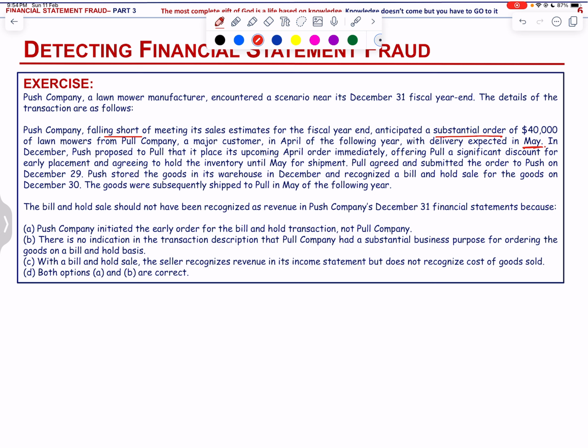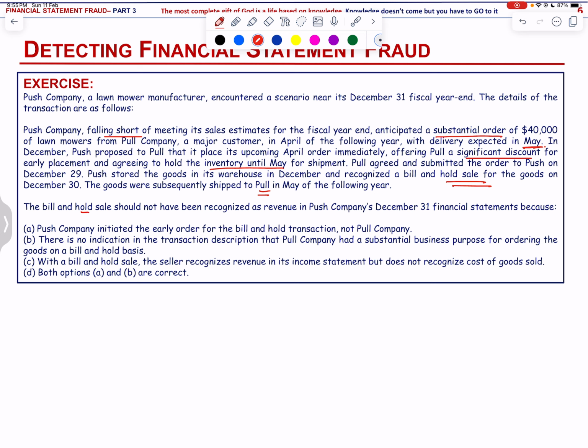In December, Push proposed to Pull that it place its upcoming April order immediately, offering Pull a significant discount for early placement and agreeing to hold the inventory until May for shipment. Pull agreed and submitted the order to Push on December 29. Push stored the goods in its warehouse in December and recognized a bill and hold sale for the goods on December 30. The goods were subsequently shipped to Pull in May of the following year.